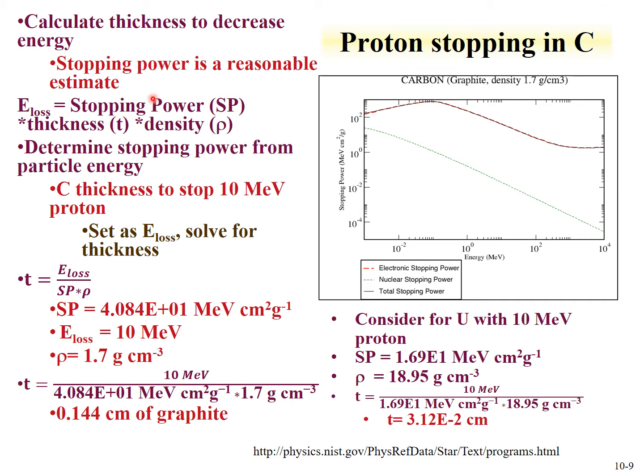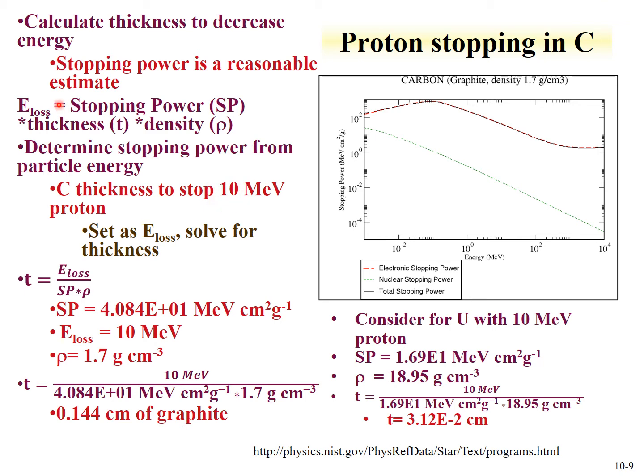So your general equation is shown here. For instance, let's focus on proton stopping in carbon, and we're going to use graphite as opposed to amorphous carbon. The energy loss is equal to the stopping power times the thickness, which will be T, and the density of the material. And as we see for carbon, we have the density of the graphite. So we want to determine the stopping power from the different particle energies. In other words, we would go to this program, the P-star program. We can actually input the energy that we're interested in. In this case, let's see how much graphite is needed to stop a 10 MeV proton.